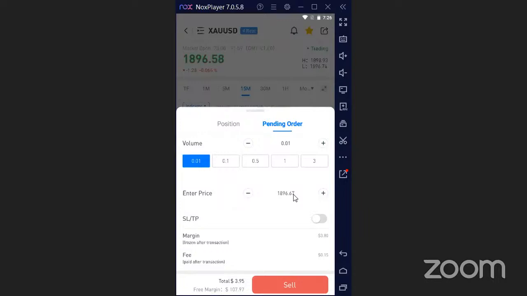So let's say the market has been buying and buying. Then there's a particular point you want it to get to before it starts to sell. So when you set your sell limit, which is under pending order, when the price gets to that point, it's going to start selling. That is what a sell limit is all about.